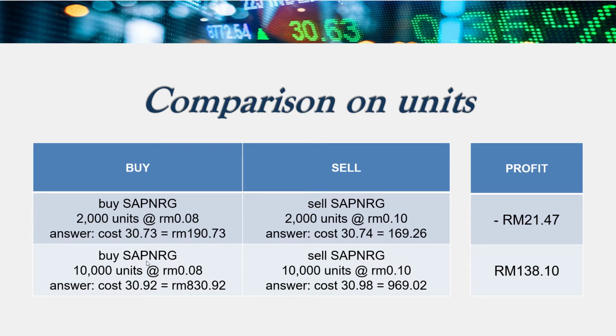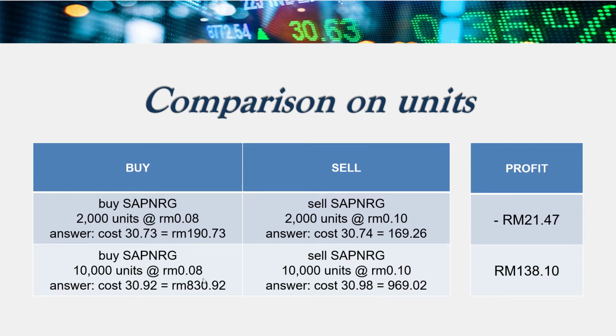And then you buy another example. Earlier on I showed at 10,000 units. You buy at 8 sen and then you sell at 10 sen. If you see over here, this is where you get profit, RM138.10. So meaning your transaction cost become less.